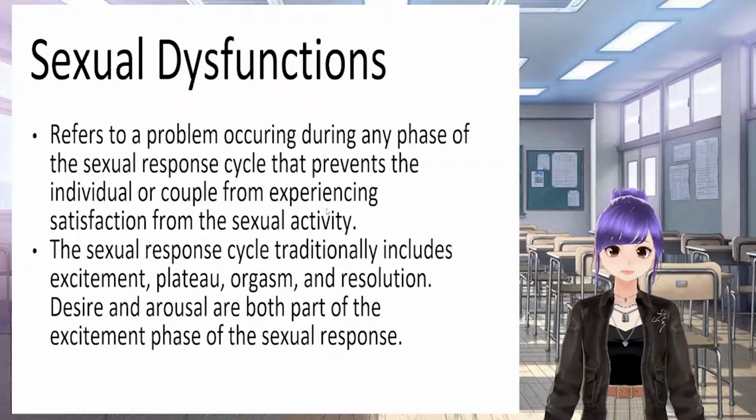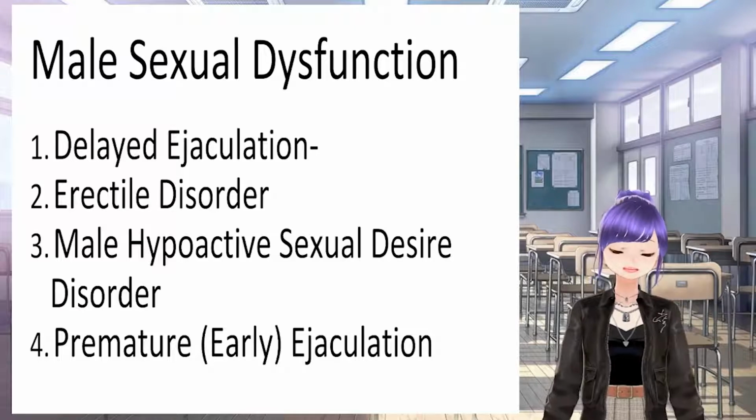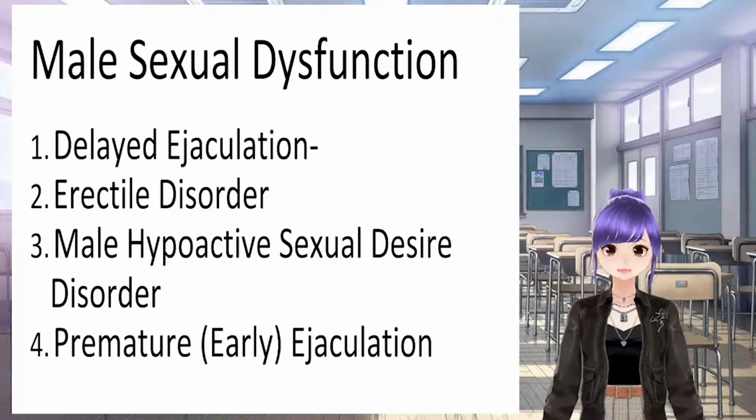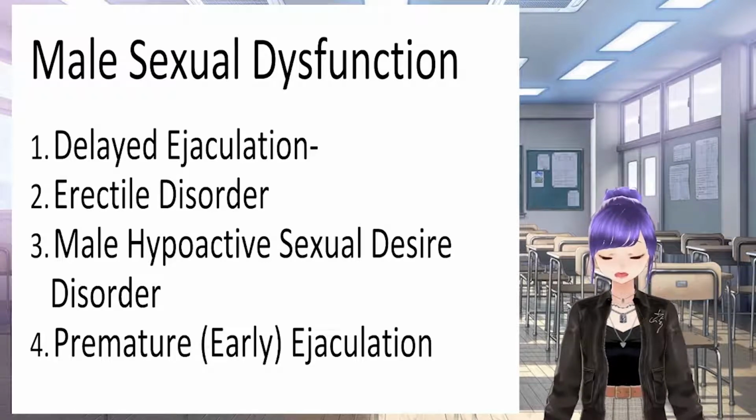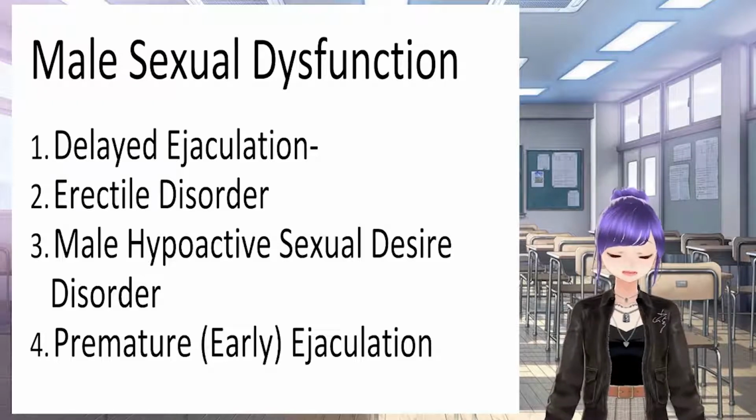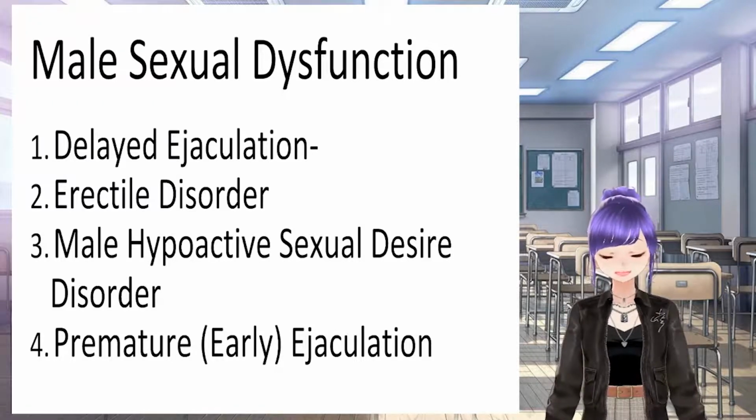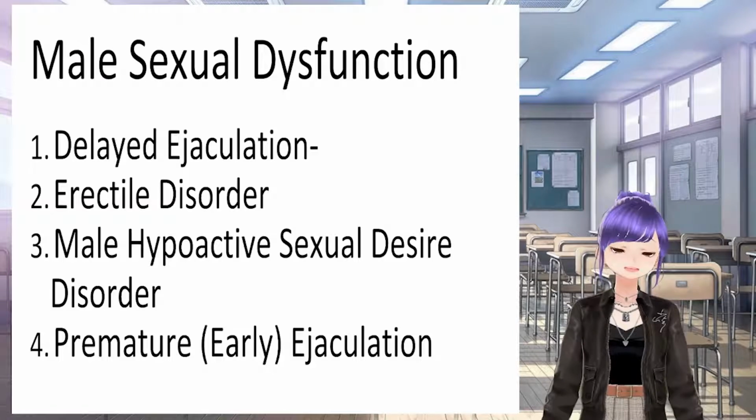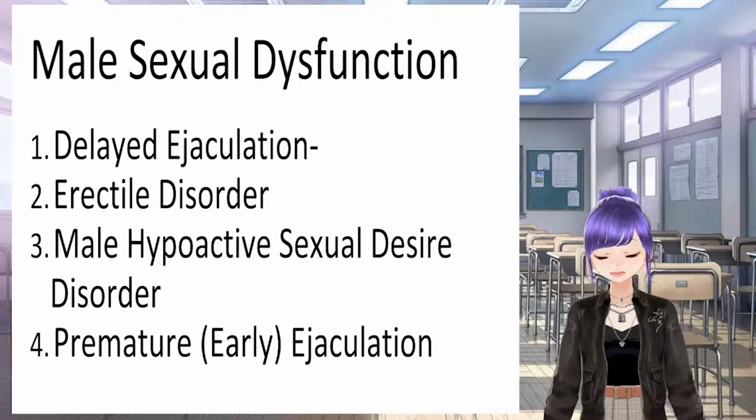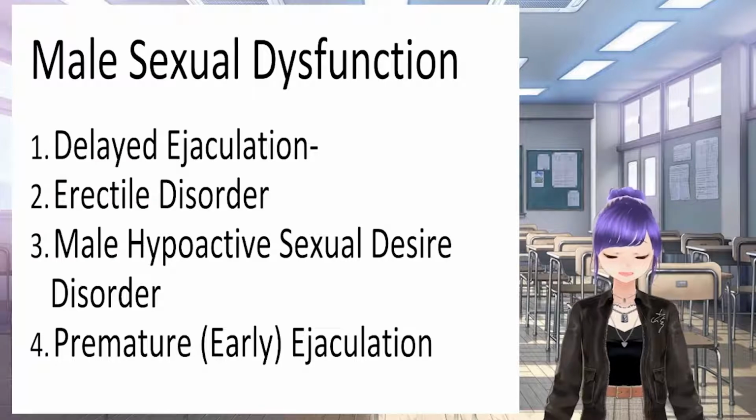So what are some sexual dysfunctions in both males and females? Firstly, male sexual dysfunction. These are from the DSM-5, and there are 4 sexual dysfunctions that are specified to biological males. Firstly is delayed ejaculation. This is delayed, infrequent, or absent ejaculation in at least 75% of the partnered sexual activity occasions. In the previous version, the DSM-4-TR, this sexual dysfunction was referred to as male orgasmic disorder, but now it is renamed delayed ejaculation.